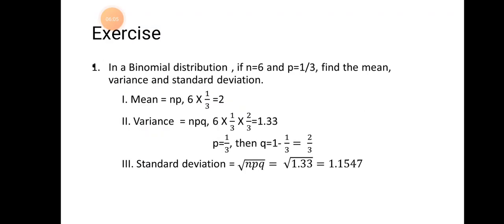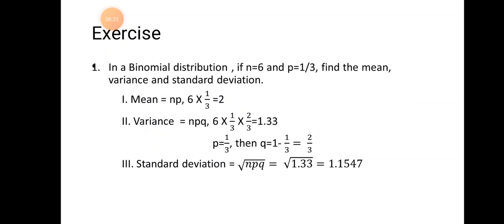Okay. Then we'll see, in a binomial distribution, if n is equal to 6, p is equal to 1 by 3, find the mean, variance and standard deviation. So mean in case of binomial distribution is n into p. So you know n here, n is 6 and p is 1 by 3. 6 into 1 by 3, 3 ones are 3, 3 twos are 6, so 2.